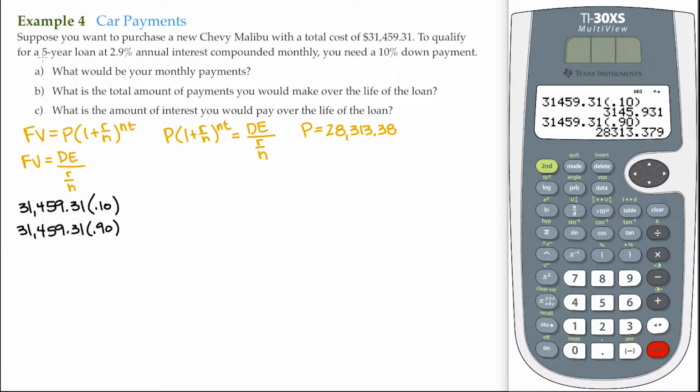The loan is going to be a 5-year loan at 2.9% interest compounded monthly. So the rate, that's 0.029. The time, that's 5 years. It's a 5-year loan. The number of compounds, that's monthly. That's 12. So then A says, what would be your monthly payments? So that's what we're trying to find here, D. What are our payments going to be?